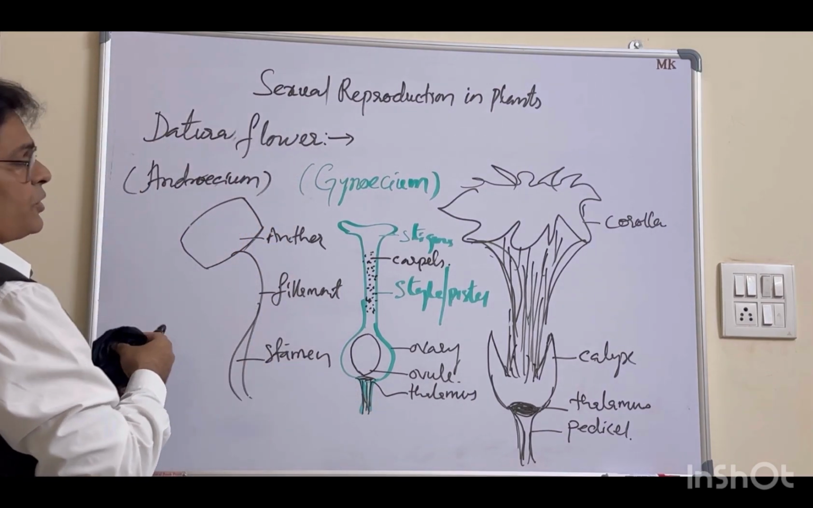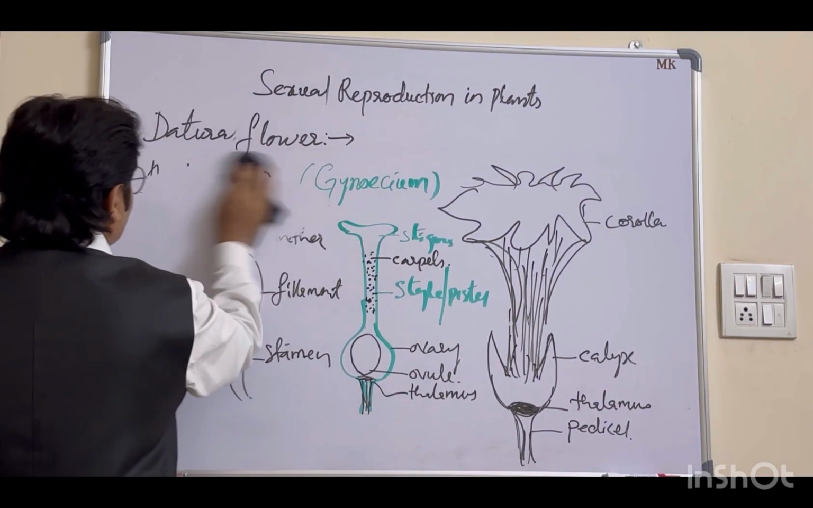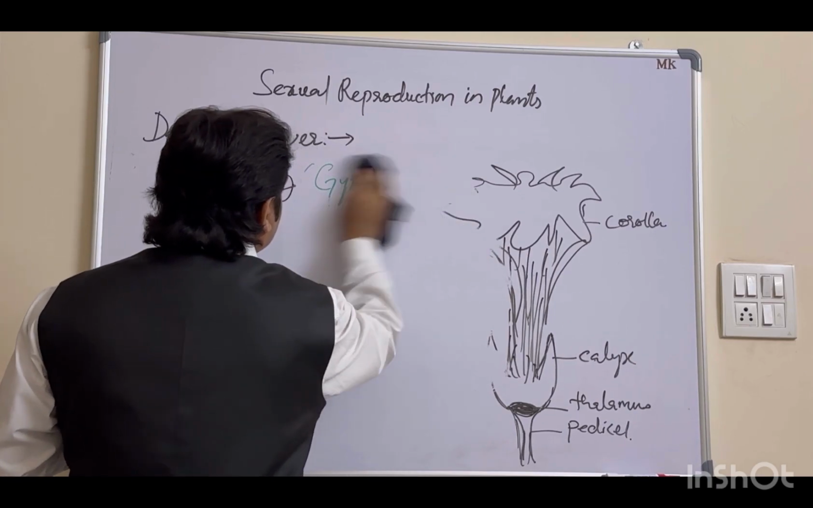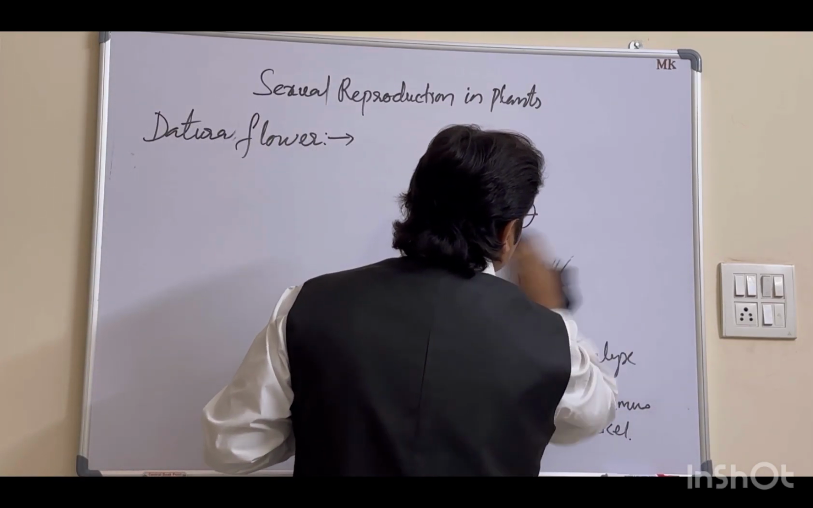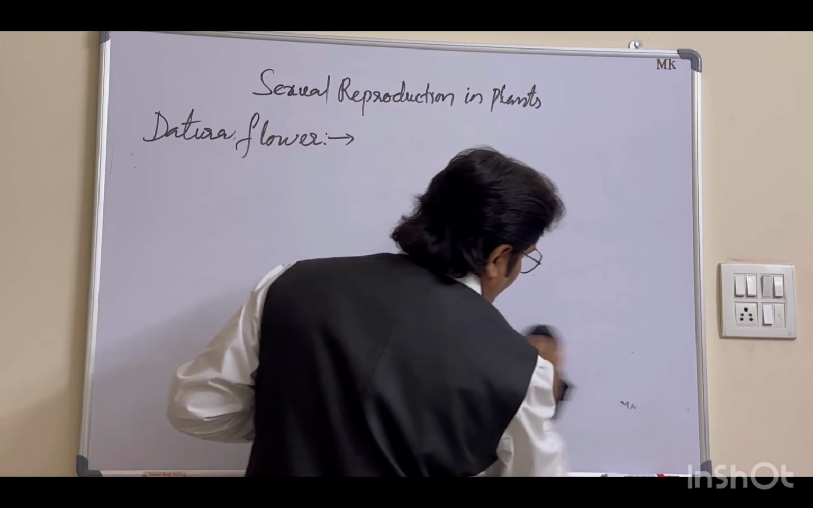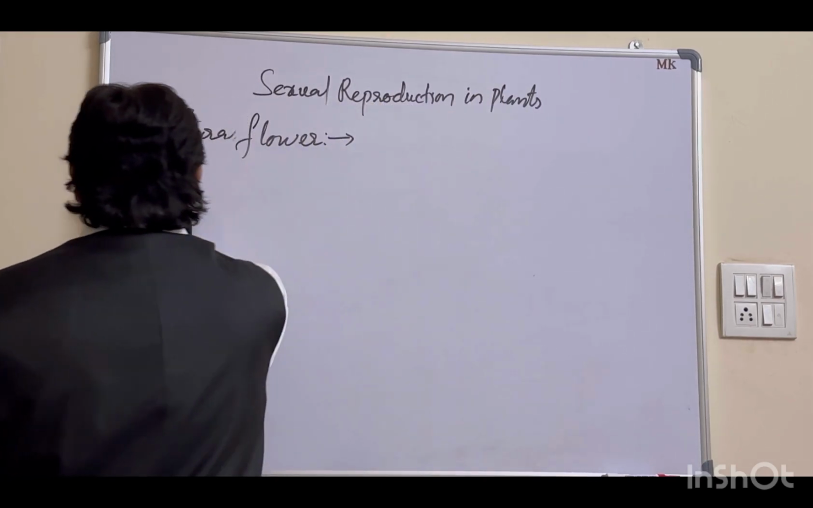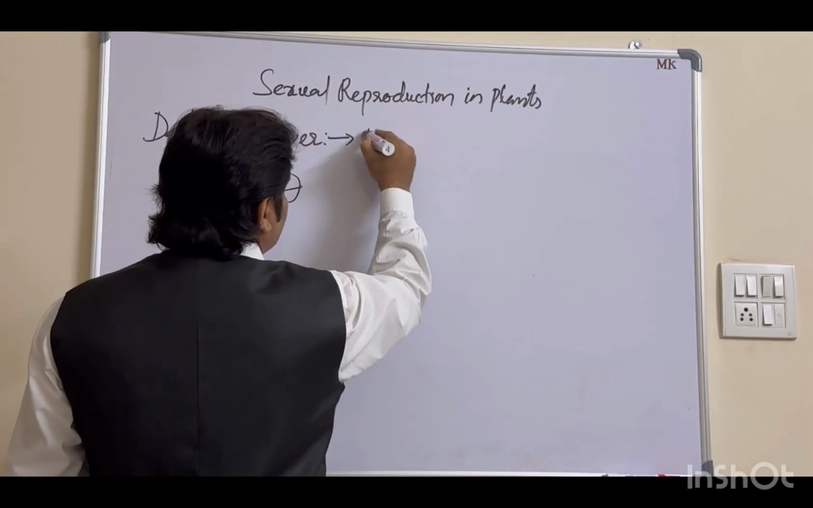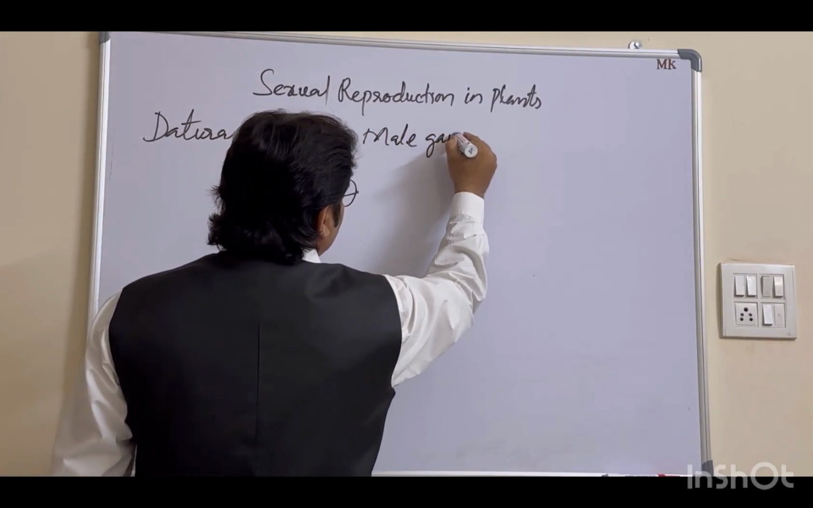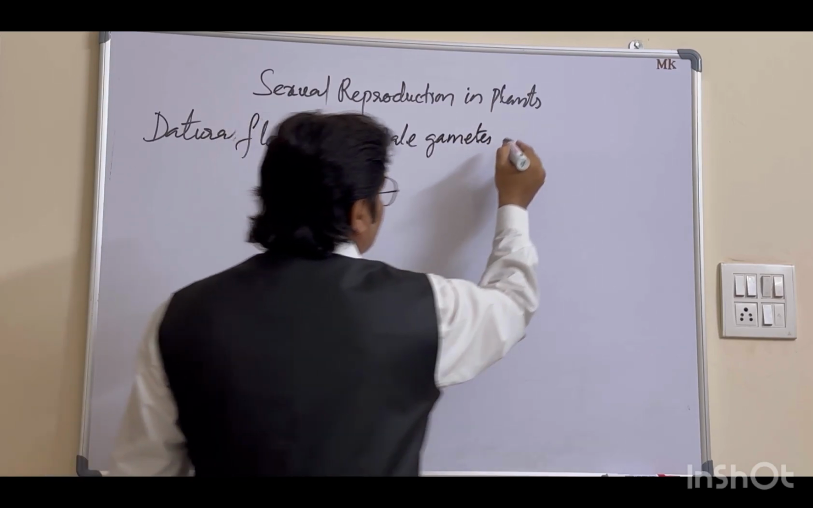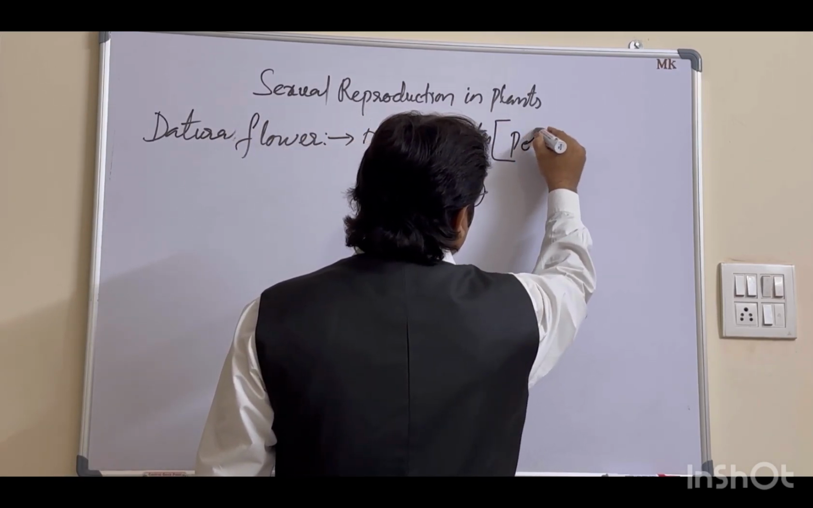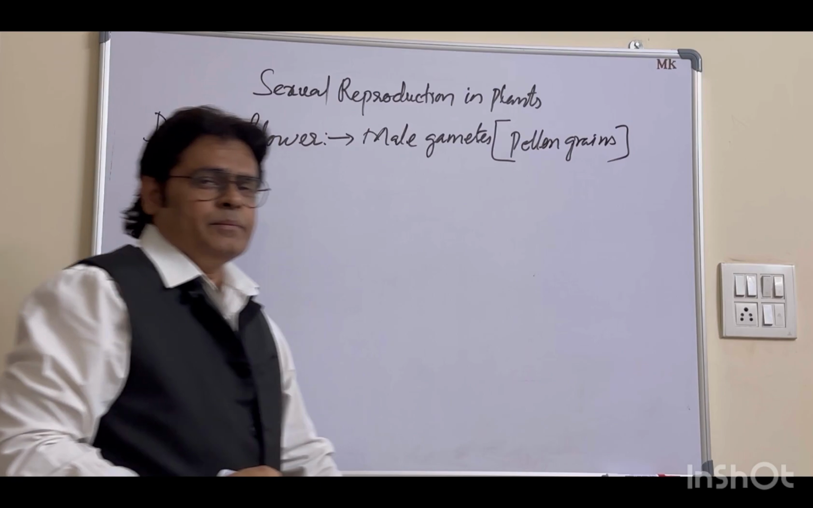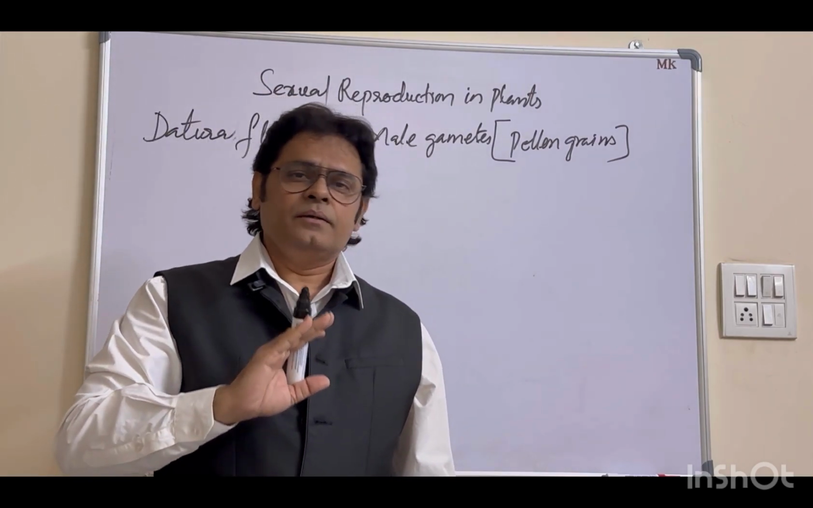Now, I'll show you the formation of male gametes in the Dhotra flower. So, what are the male gametes in the Dhotra flower called? The male gametes of the Dhotra flower are called pollen grains. Pollen grains. Clear? The male gamete in the Dhotra flower is called the pollen grain.